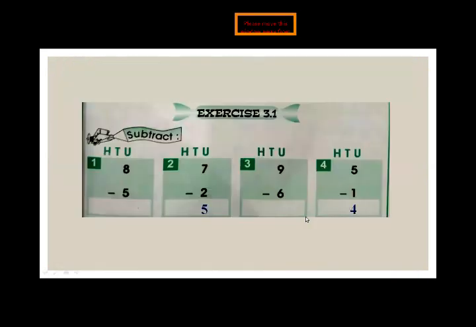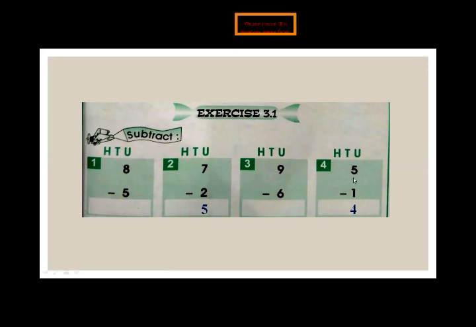Now moving forward. Exercise 3.1. Open your books, page number 23. Here you see single digit subtraction, means only the units place. Question number 2. 7 minus 2. Here you know that 7 is greater than 2. You easily subtract 7 minus 2, 5.